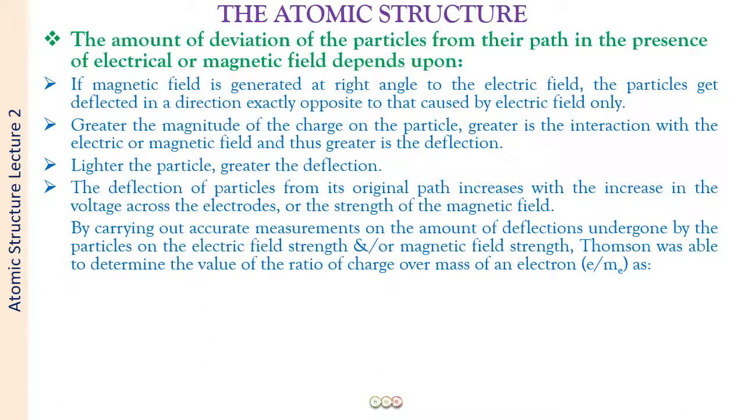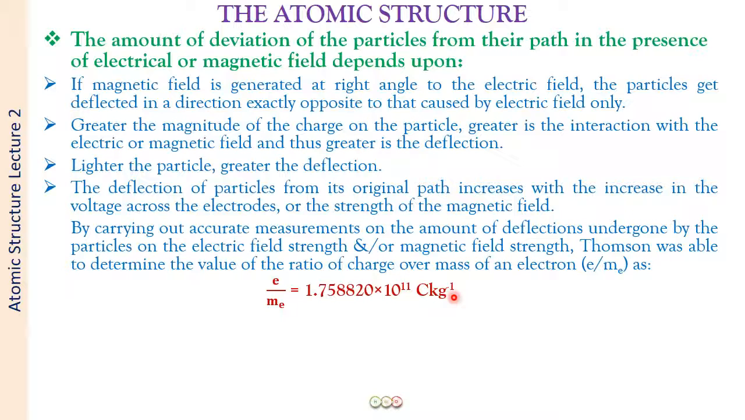So finally, by carrying out accurate measurements on the amount of deflections undergone by the particles, on the electric field strength and on the magnetic field strength, Thomson was able to determine the value of the ratio of charge over mass of an electron. This is known as the e by m ratio, that is charge to mass ratio. And he found this ratio to be 1.758820 x 10^11 coulomb per kilogram for an electron.